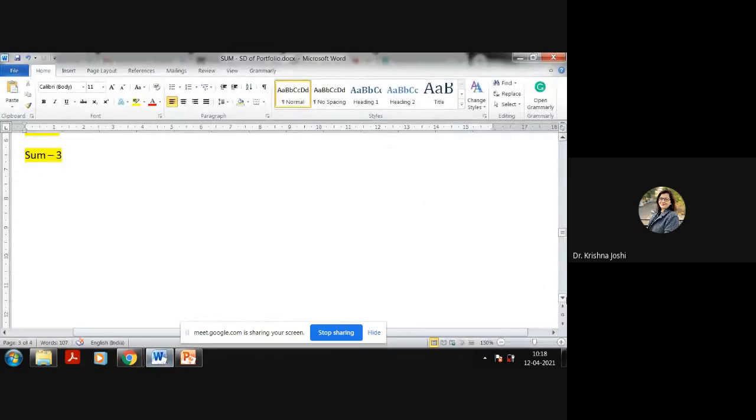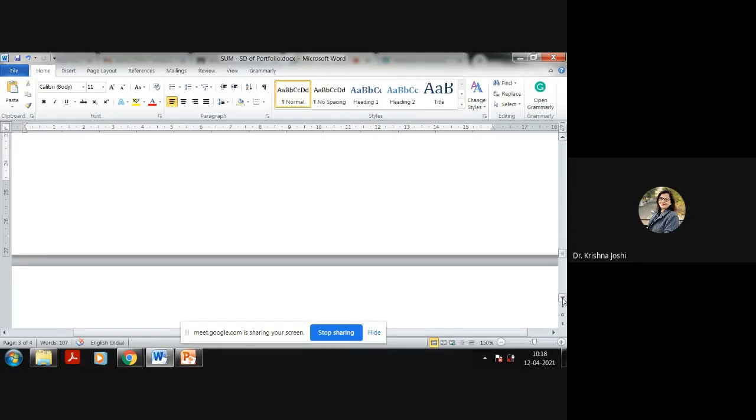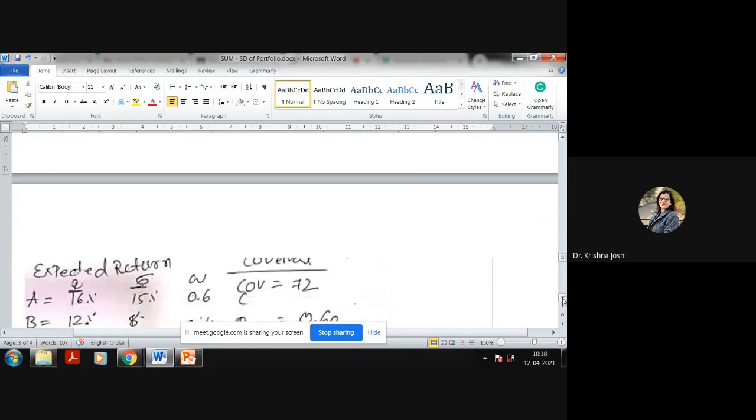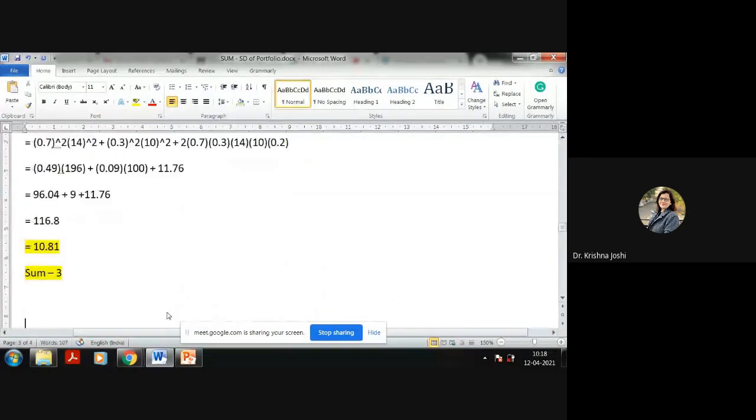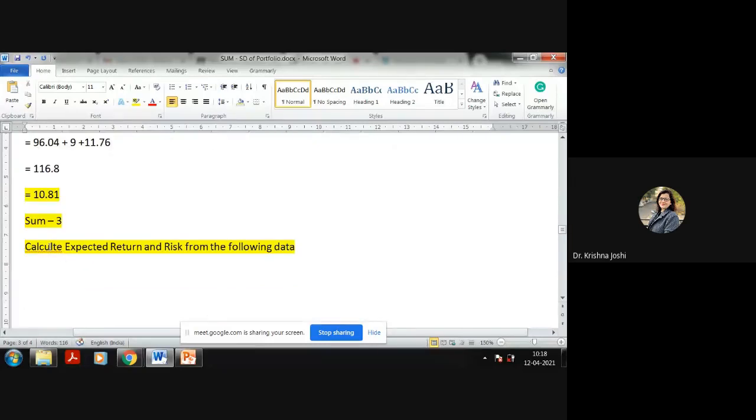Okay, so let us calculate the next sum, calculating the standard deviation of two securities. We have been given the expected return. The question is: calculate expected return and risk from the following data. So please make a table.